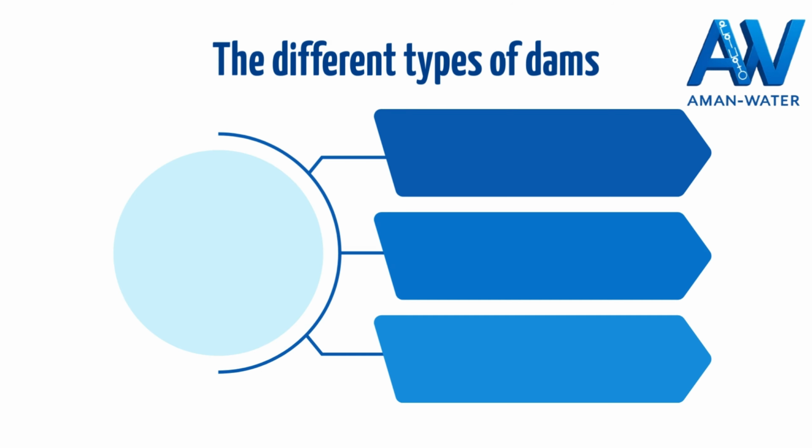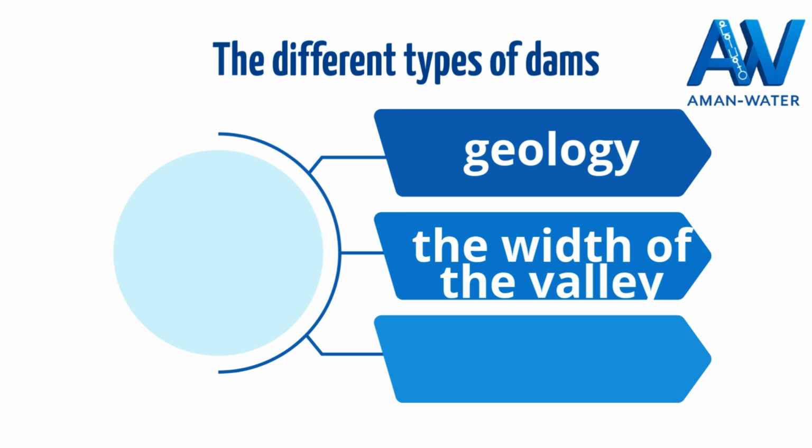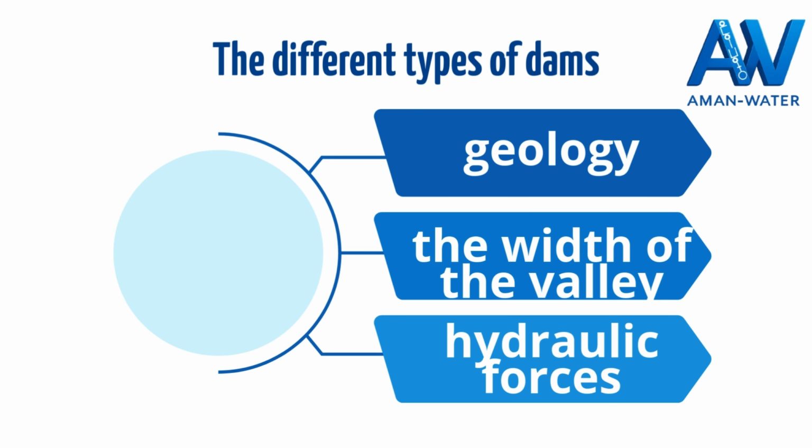In summary, the choice of shape depends on three essential factors: geology, the width of the valley, and the hydraulic forces the dam will have to withstand. A narrow, rocky valley calls for curvature. A wide, stable valley calls for mass. A less homogeneous soil calls for an embankment. Each context imposes its solution.